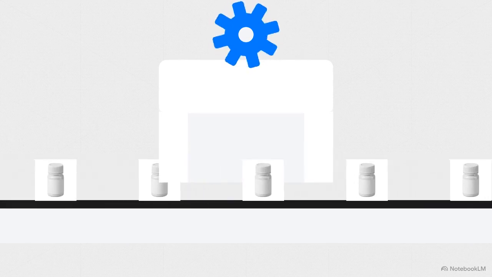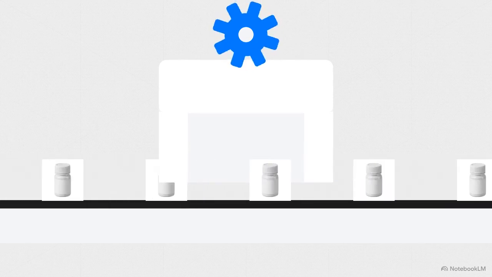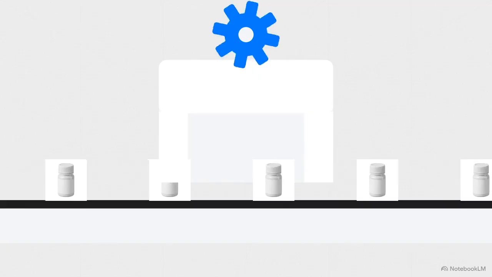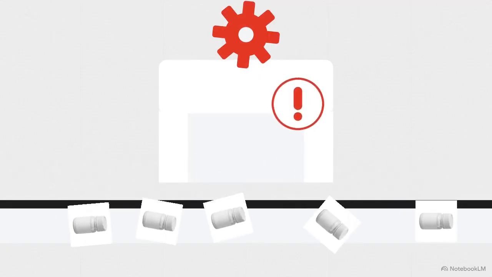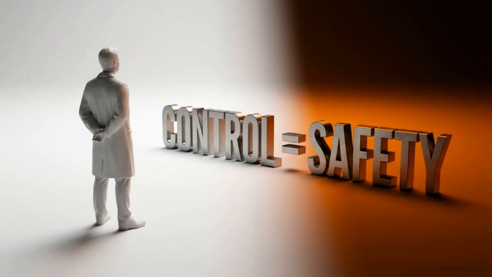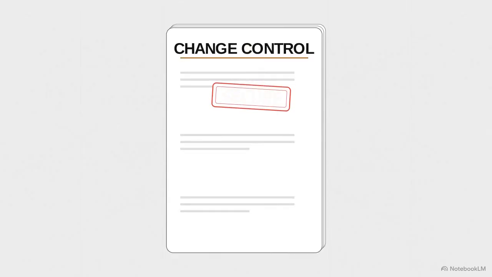In pharmaceutical manufacturing, modifying a process or updating equipment is inevitable, but a single undocumented shift on the floor can directly jeopardize product quality and patient safety. A controlled change improves the system, while an uncontrolled change creates massive operational risk. Change control is the rigid, documented procedure used to manage, review, and implement these shifts safely.